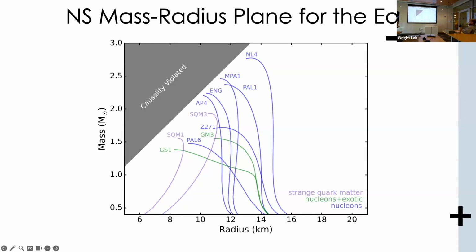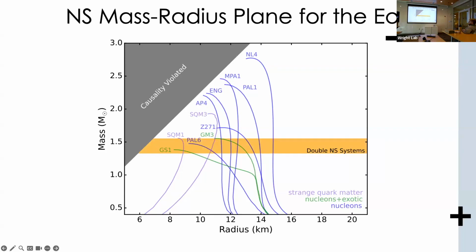Now, this is not all the proposed equations of state. There are so many numerous proposed equations of state to describe the matter that's internal to the neutron star, but this is meant to demonstrate the different properties based on the assumed composition. So you can see what kind of masses and radii are traced out.